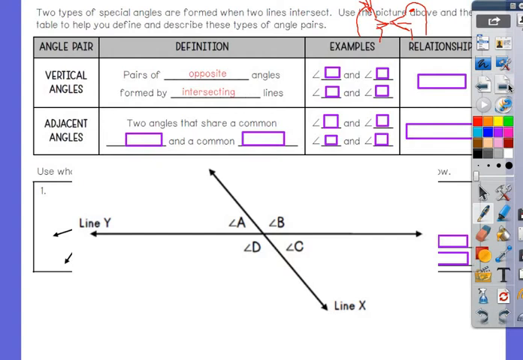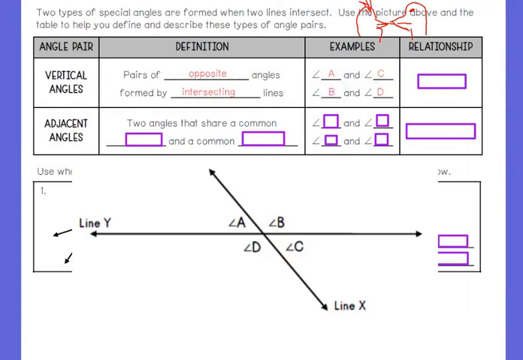So looking at my example, what vertical angles do you see? I have four birds here, A, B, C, and D birds. Who are vertical angles? Nathan? A and C. A and C are vertical angles. Gabby? B and D. B and D are vertical angles. That's your only vertical angle. So those are examples of vertical angles.